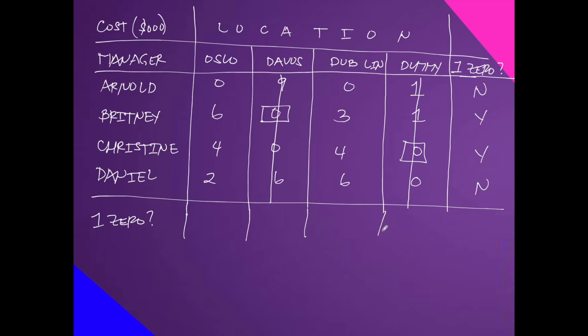This is for column scanning. Is there only one 0 left for the Oslo column? So, 0, 6, 4, 2, yes. So, we square that, then put a horizontal line.